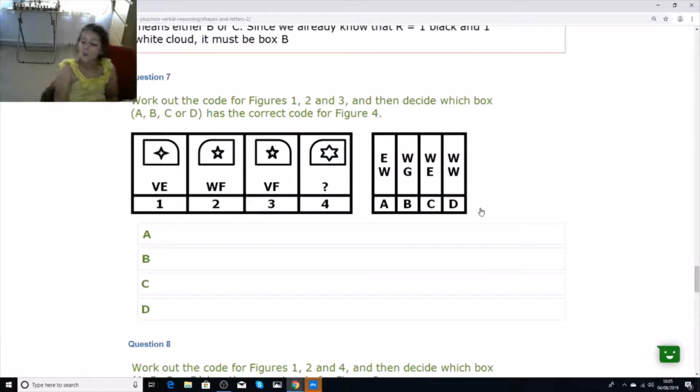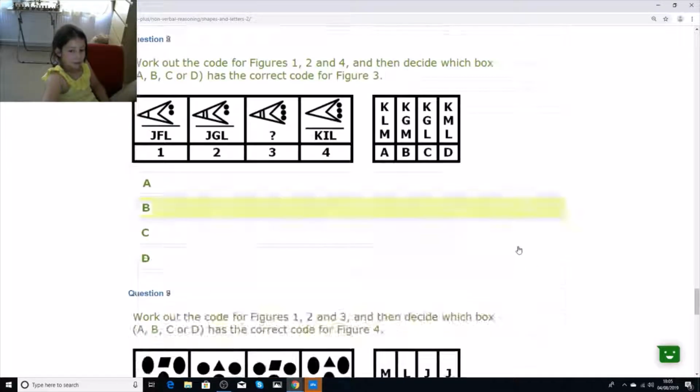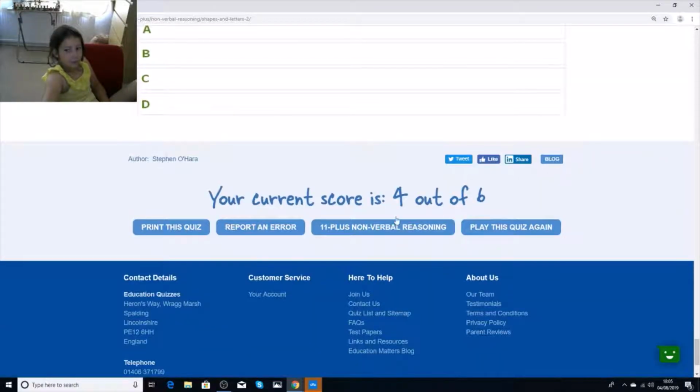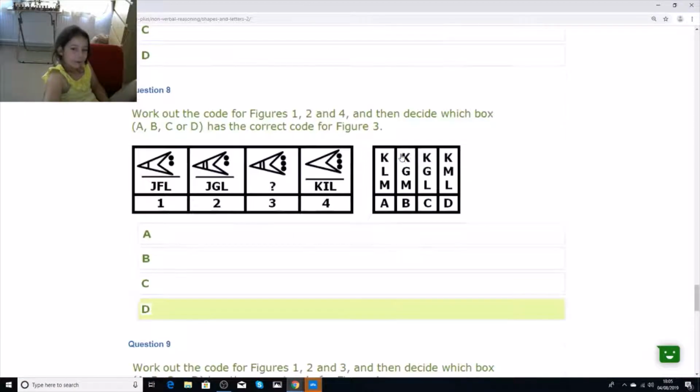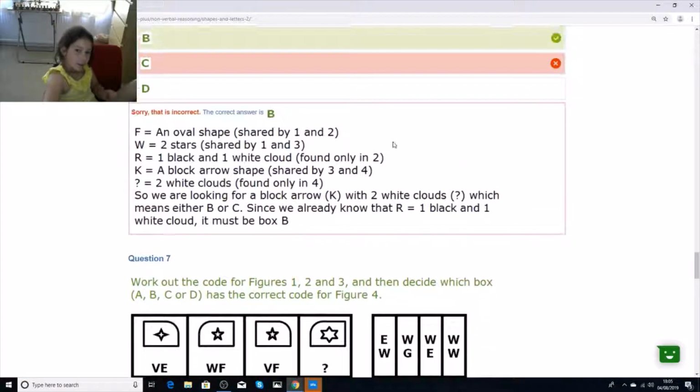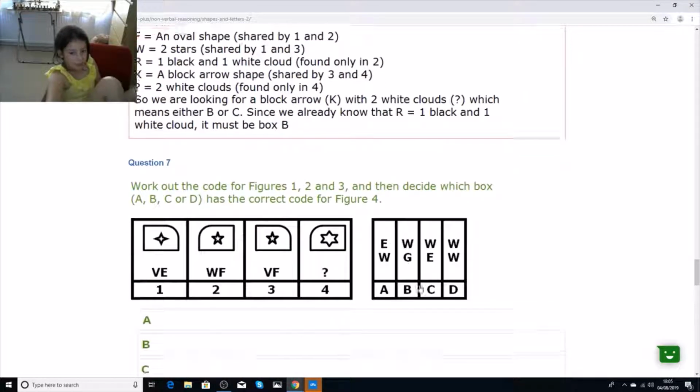Oh, I've probably done very badly right now in this test, so let's see how much I've got so far. Probably haven't got 4 out of 6, yeah. I've done 2 wrong. Well, 1 I guessed, and I don't know how I got it right. So question 7.